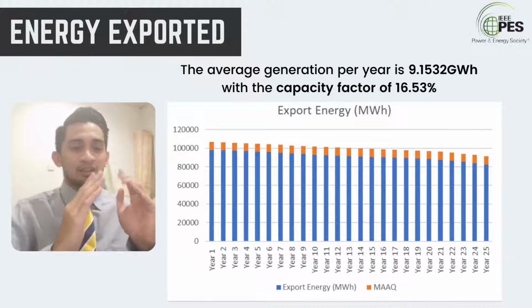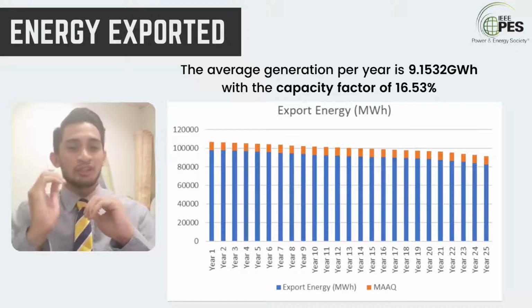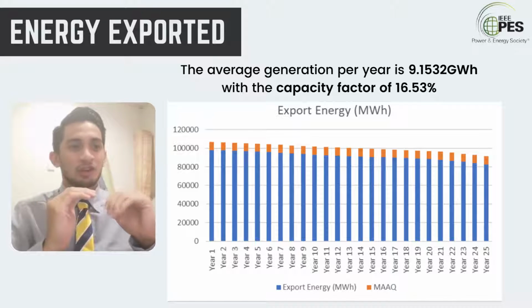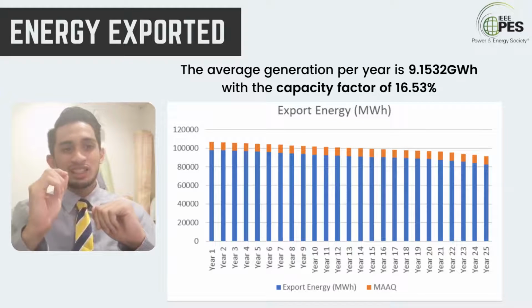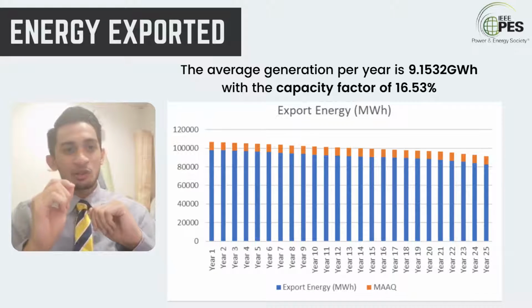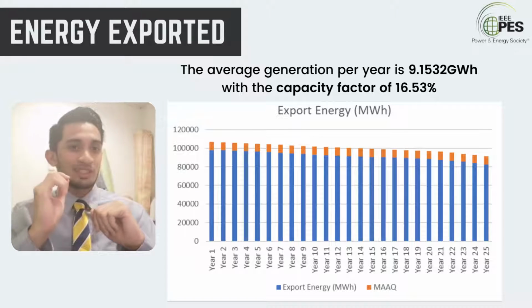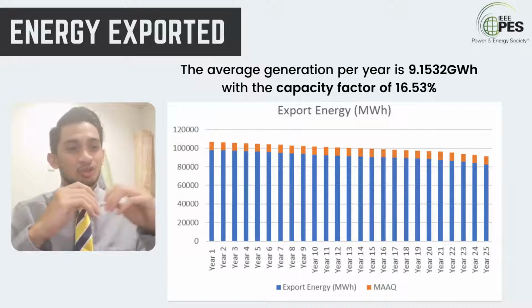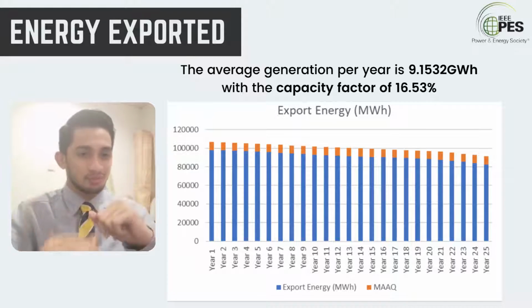Based on the slide, our solar system design can produce an average of 9.15 gigawatt hours of energy to the grid with a capacity factor of 16.53%. The maximum annual allowable quantity, MAAQ, is 8.655 gigawatt hours, giving us some advantage to expand our plant capacity in the future.